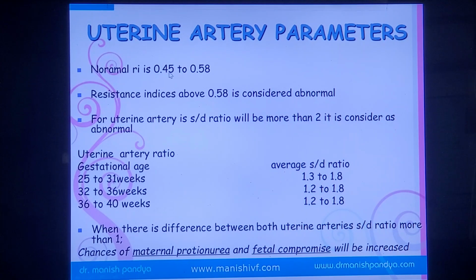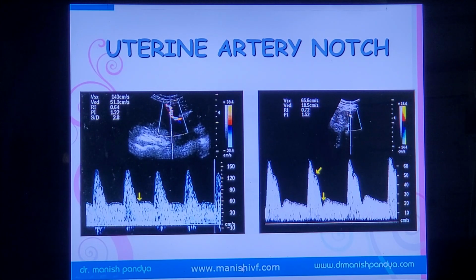So you can remember 0.4 to 0.6. Then there will be 0.6 to 0.8. Likewise. Okay, so the uterine artery normal RI is 0.45 to 0.56. Is this uterine artery normal or abnormal?